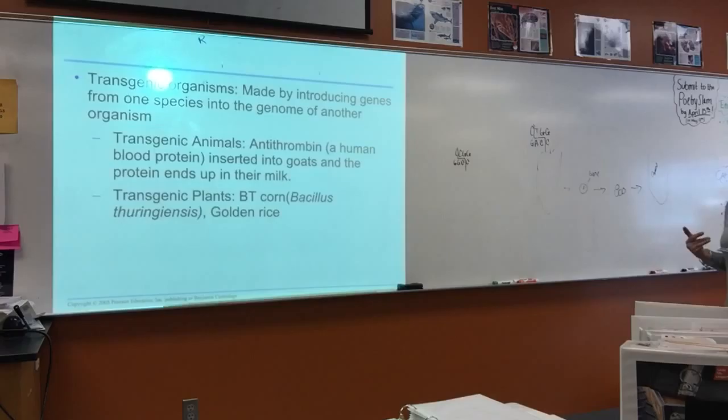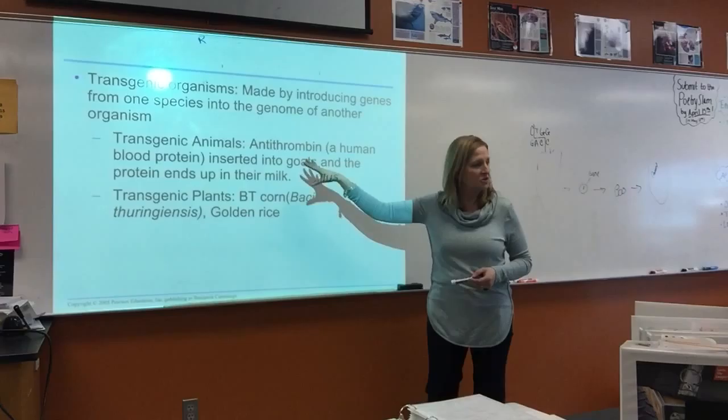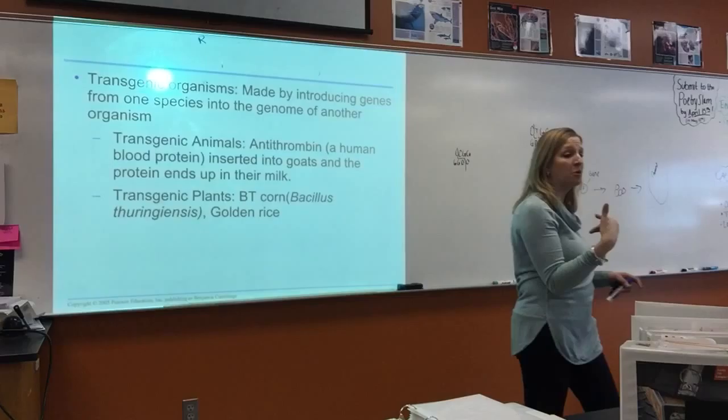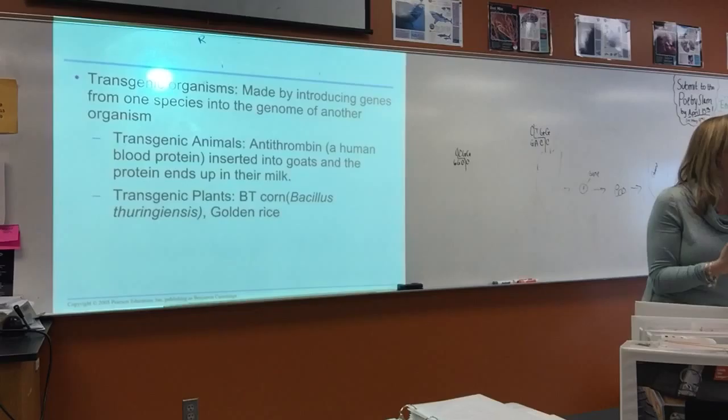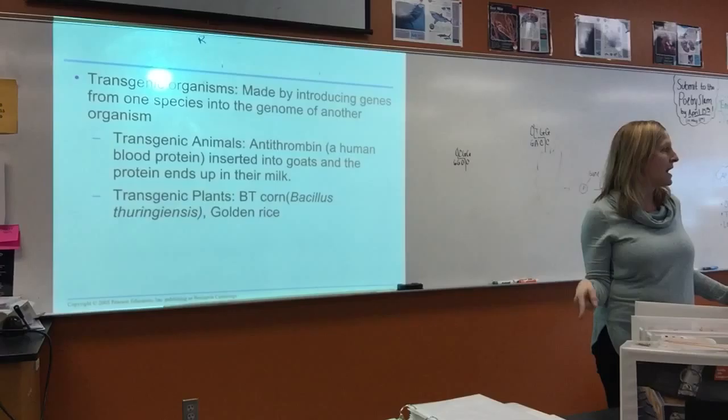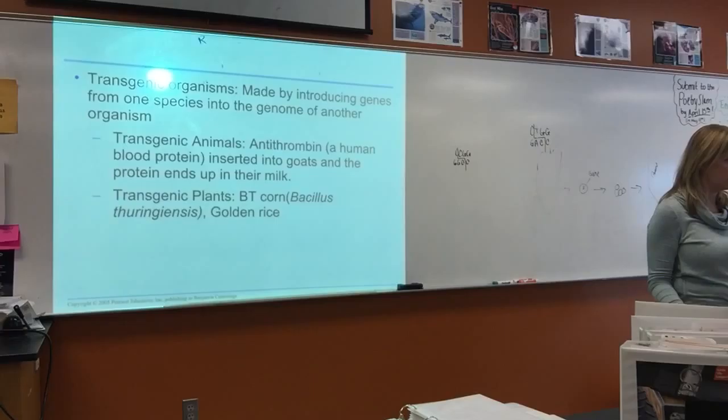Some of the things that we've done, besides bacteria, we've made lots of transgenic bacteria. We've made transgenic animals. The example I gave here is a goat. There's this protein called antithrombin. It's a human blood protein. Some people have a mutation in the gene to make that protein, so they're deficient in it. So we've taken that human gene that makes this protein and inserted it into the goat's DNA. The goat then makes the protein. The protein gets deposited in the goat milk. People can drink the goat milk and get the protein that they're deficient in. So that's a transgenic animal.